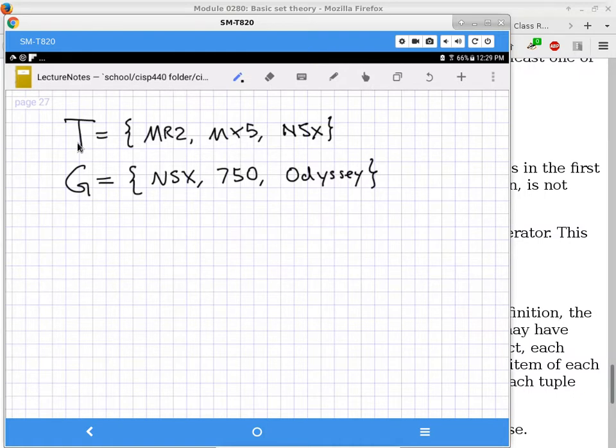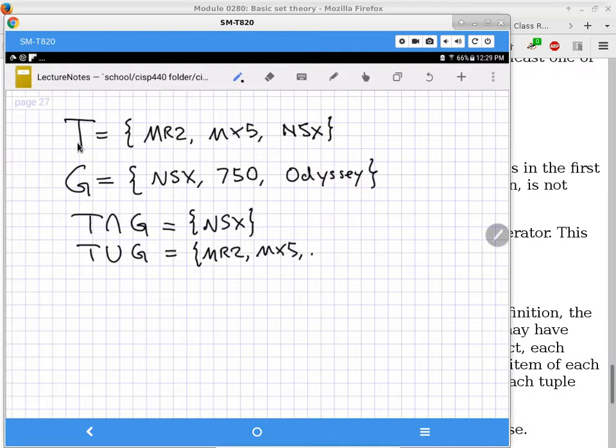Stacking. Okay, so with these as the two sets, what is T blah blah blah G? Okay, I'm not going to spell the term out. Yep, because it is what is common, right? So it's just NSX. What about T blah blah blah G? All of them. Okay, but when you say all of them, tell me what it is. Tell me how you would describe the content of this set. Go ahead, one by one. MR2, MX5, NSX only once, not twice. Aha! Good job. NSX only appears once because each unique element can only appear in a set once. Okay, very good.